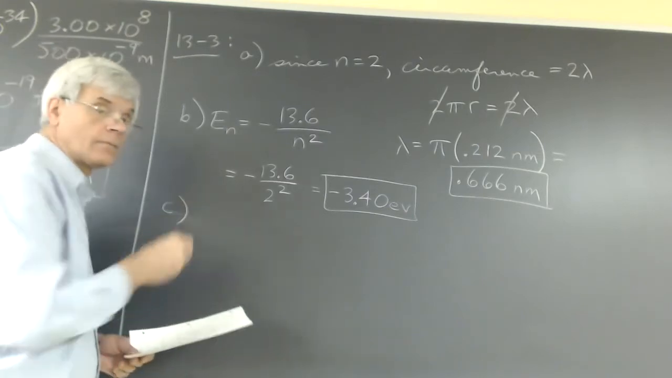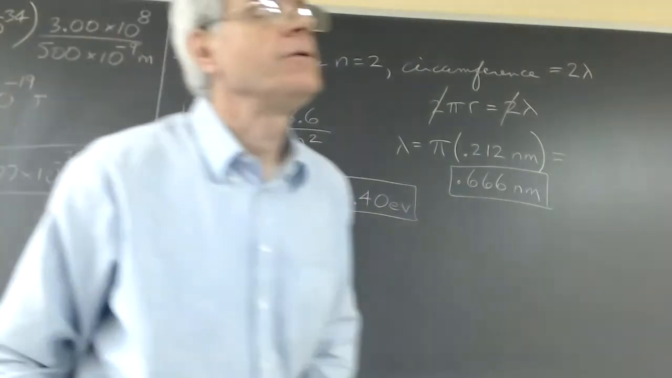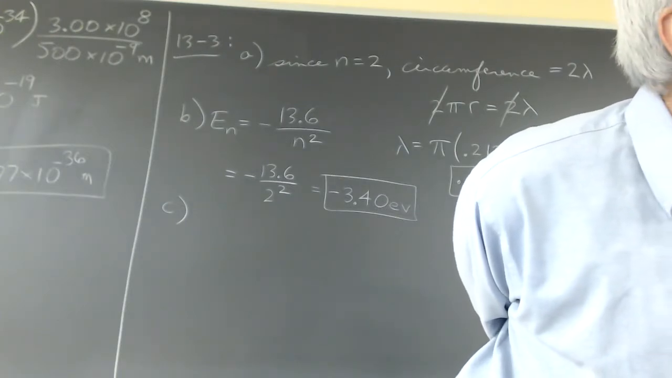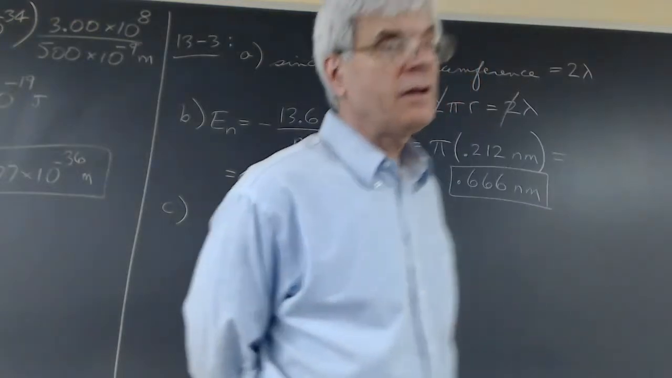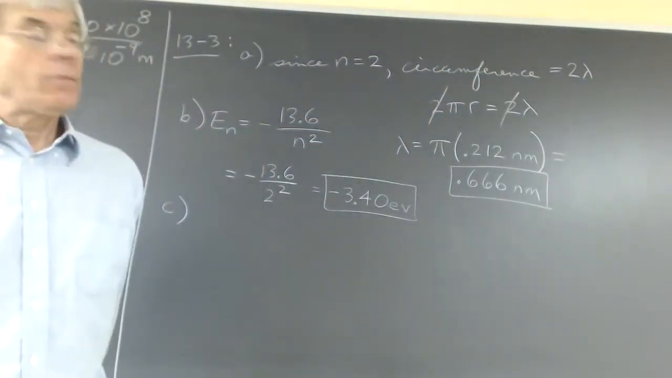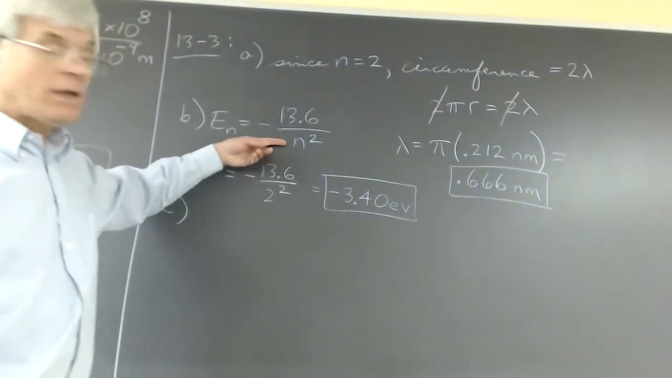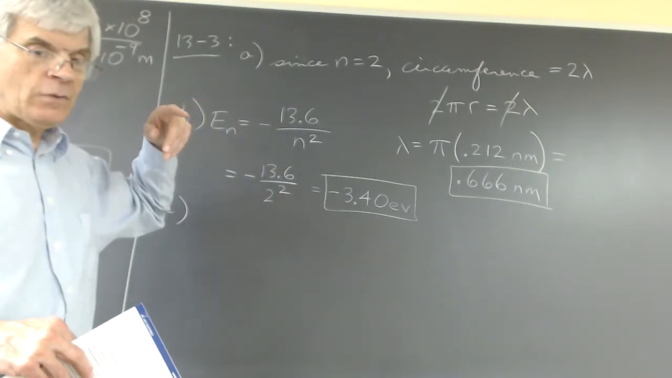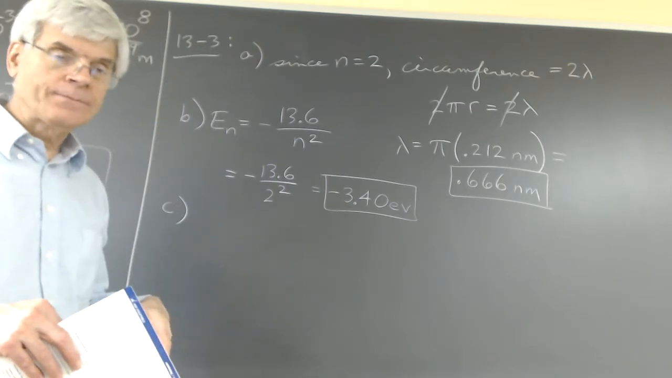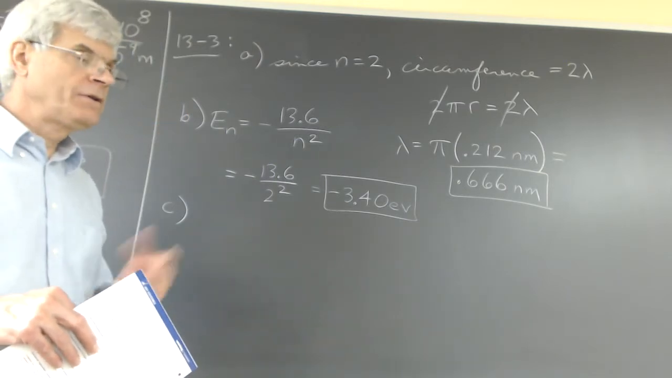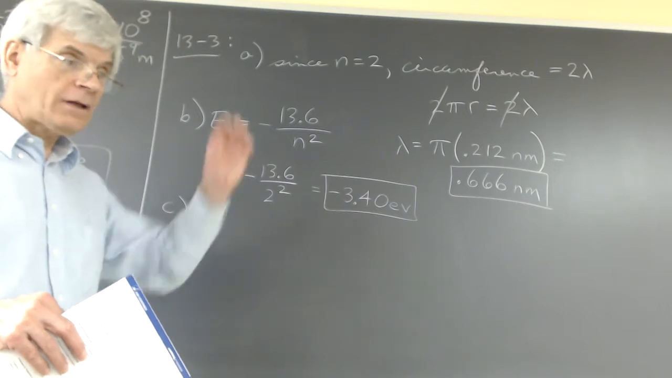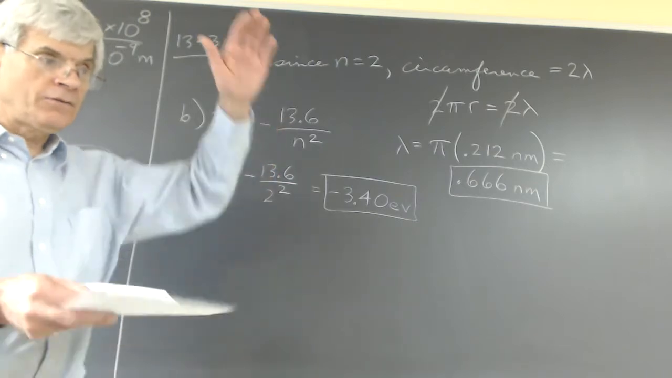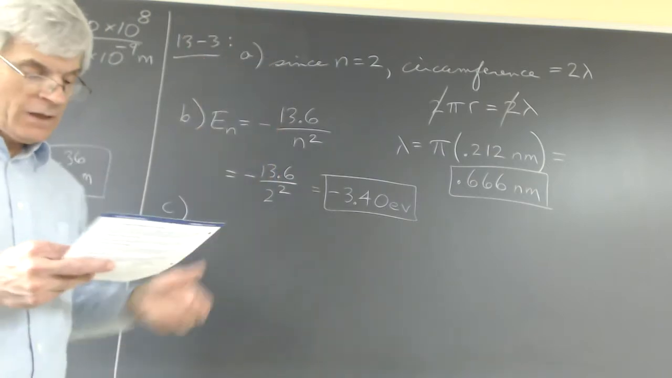C says how much energy is lost when the electron drops to the level below this, n equals 1. Well, what you have to do is repeat the same calculation using n equals 1 to find out how much energy the electron will have after it drops. And the difference is the amount lost. The electron had this much before, it had this much afterward. How much did it lose? You subtract the one from the other.